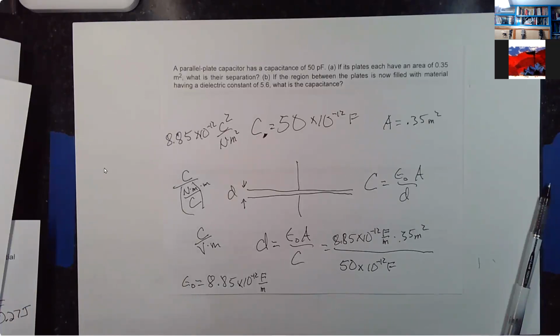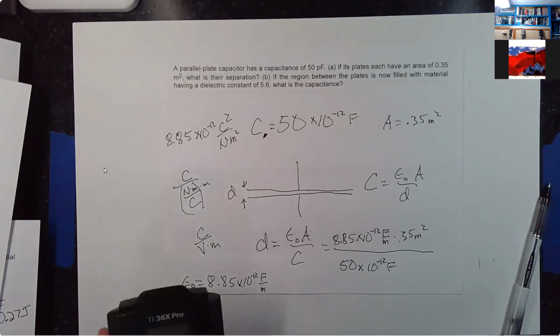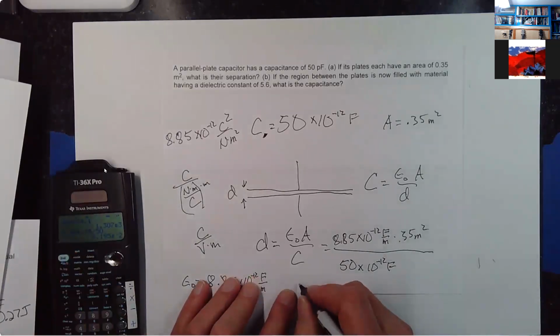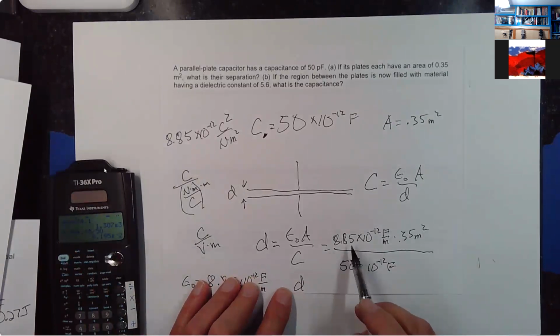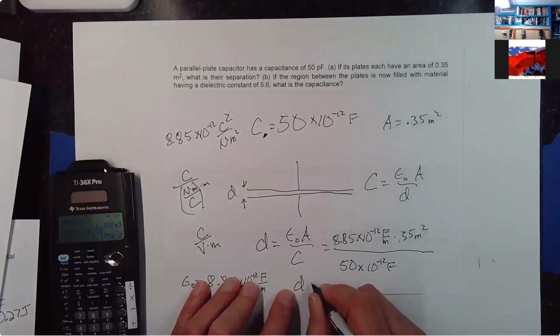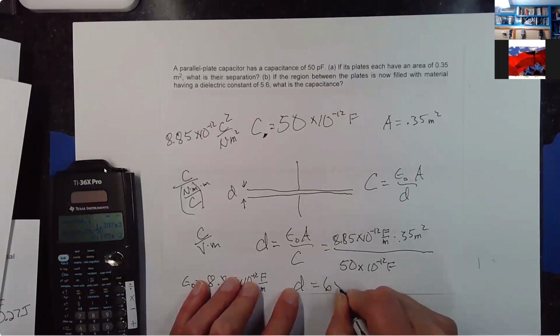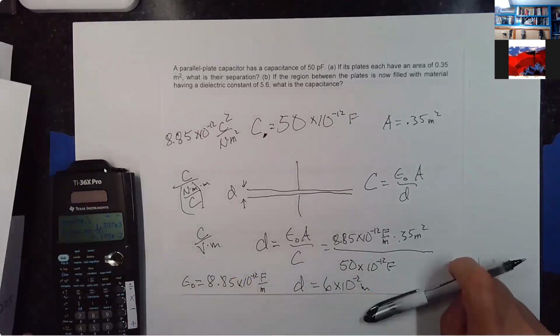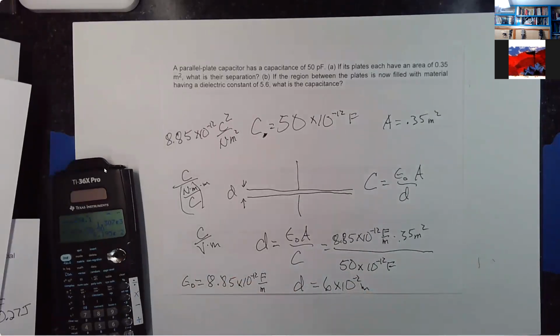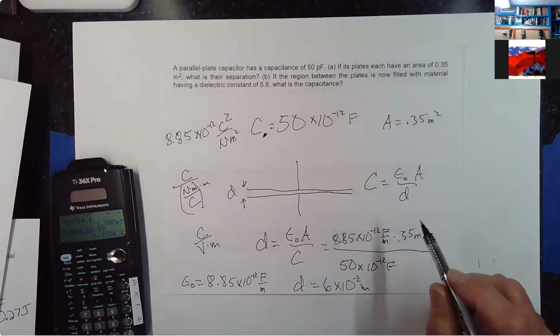And I get a separation here of, let's see, 6.2 times 10 to the minus 2, or maybe just 6, since I've only got a 50 there. So 6 times 10 to the minus 2 meters. That's a lot. That's 6 centimeters. So no wonder it doesn't have a very big capacitance.